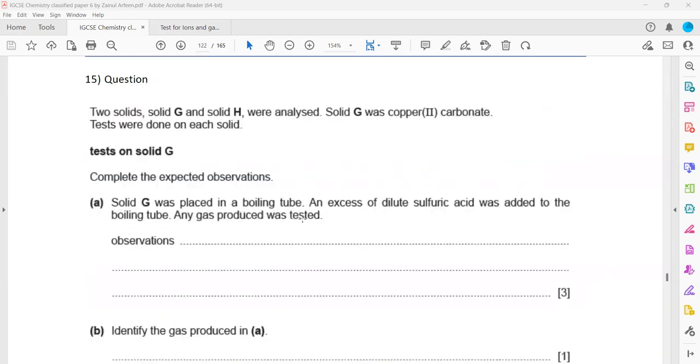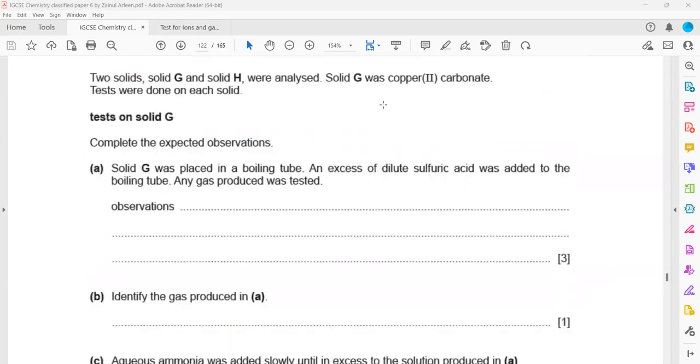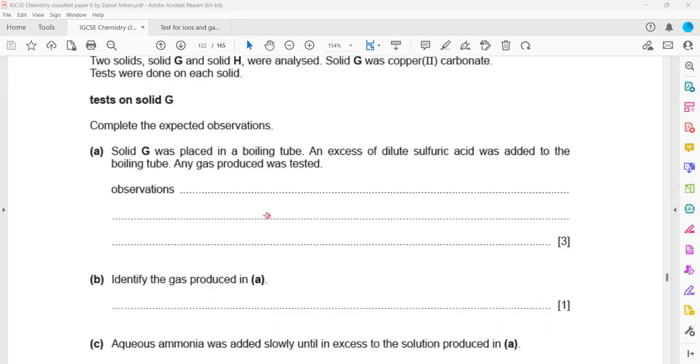Then this question: G and H were analyzed. G is copper(II) carbonate, and sulfuric acid is added. What is the observation if we add sulfuric acid? Effervescence, bubbles, and the gas produced turns lime water milky. It is a test for carbonate when adding dilute acid. Then identify the gas which is produced: carbon dioxide, CO2.